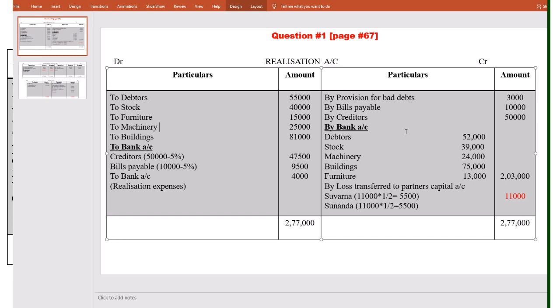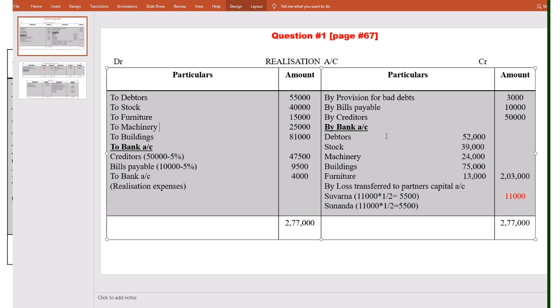But here, who is giving the loan? Sunanda. Sunanda's loan means Sunanda, she is a partner in the business. So the partner's loan will directly be paid off in the bank account. So directly we have to take it in the bank account, not in the realization account.